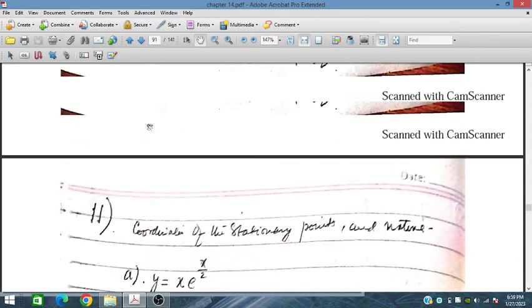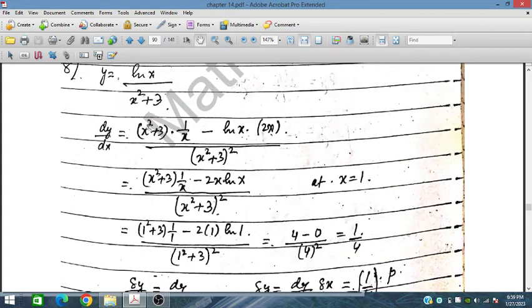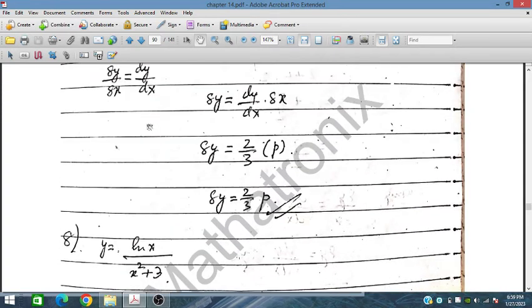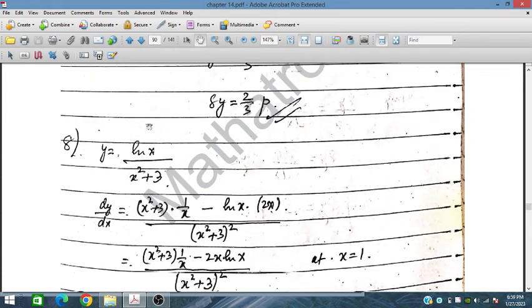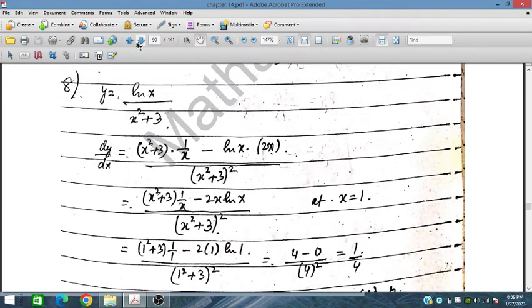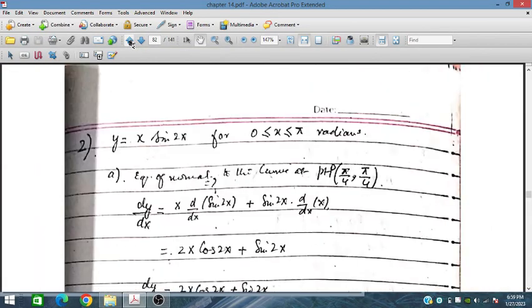Actually, the print is not available. A similar kind of problem is in problem number 8, so we can solve it using that. Let's see question number 8 first.